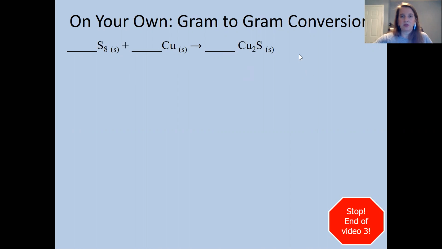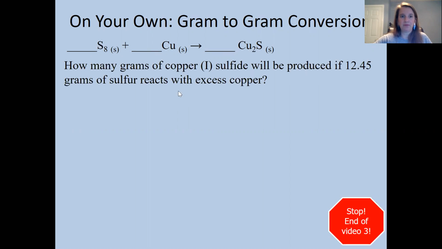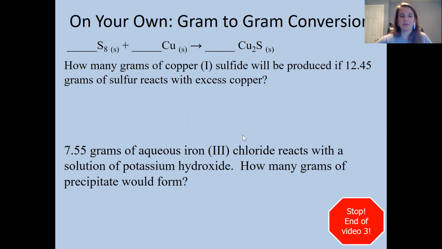So what I want you to do is figure out this problem. Here's a chemical reaction. Here's your problem. How many grams of copper 1 sulfide will be produced if 12.45 grams of sulfur reacts with excess copper? All right, I'm going to have you solve that problem and answer it in the Edpuzzle. And then I'm going to have you do this one and answer it in the Edpuzzle.